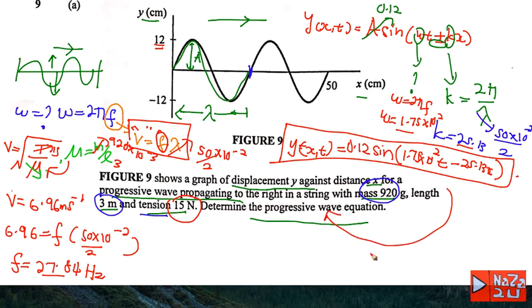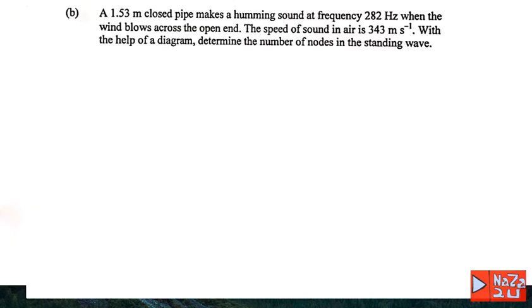Okay class, continue to number B. A 1.53 meter closed pipe makes a sound of frequency 282 Hz when the wind blows across the open end. So this is a closed pipe, meaning one end of the pipe is open, right? So here we have this closed and this open.